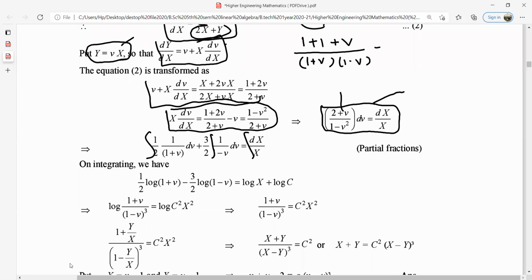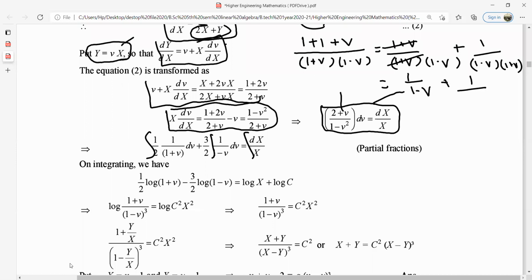After that, this expression can be written as 1 plus v divided by 1 plus v into 1 minus v, and again here another expression, 1 upon 1 minus v into 1 plus v. Here 1 plus v cancels out by 1 plus v. This expression can be written as 1 upon 1 minus v, plus 1 upon 1 minus v square.